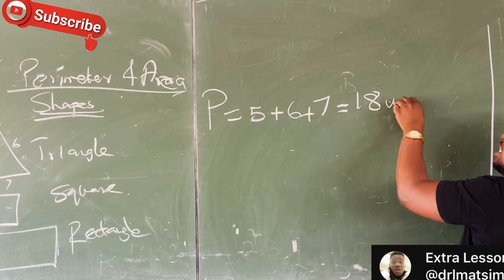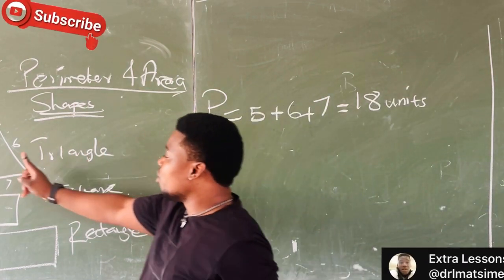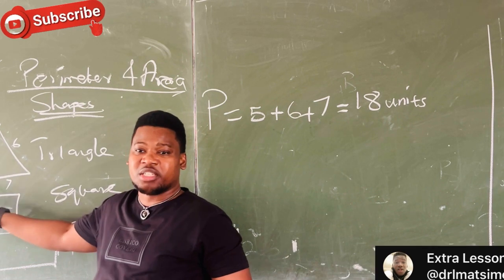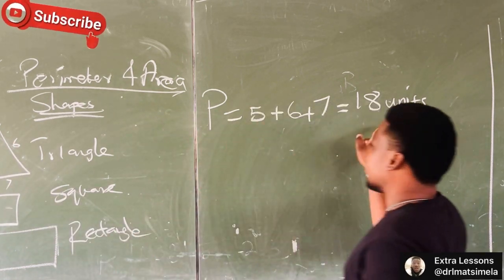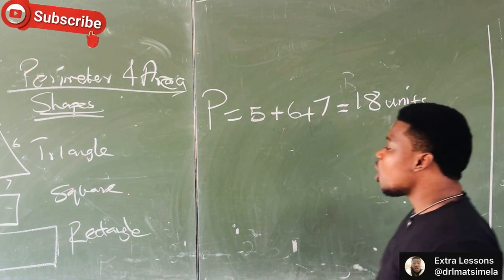So it's not just 18. It's 18 what? Units. Because I didn't give you whether the 5 is meter or centimeter. So at the end you just write the unit. Are we clear? Yes. Good. Let's go to the square.